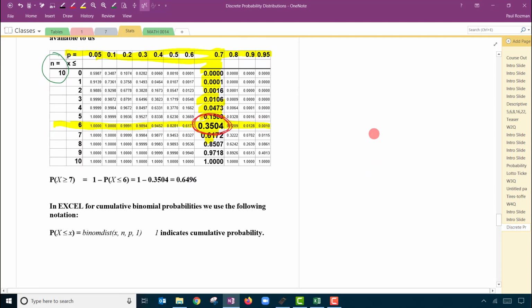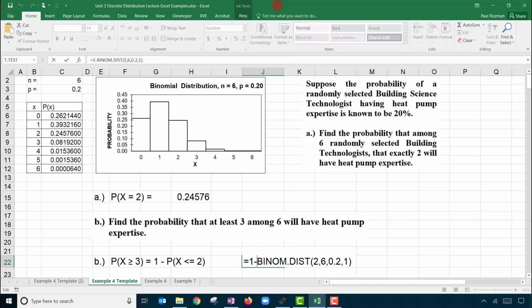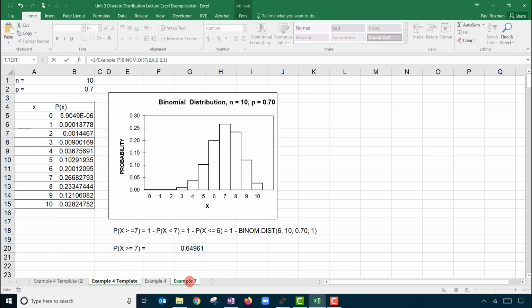In Excel, again, we would use that binom.dist. And in this case, we just have to remember to use the 1 at the end of it to remind us that it's cumulative. I have that example open here, I think. Example 7. I built the distribution. In our example here, we're trying to do 7 or more.